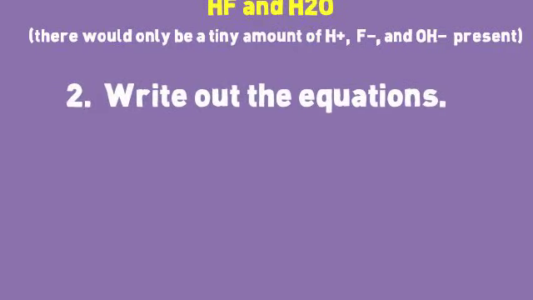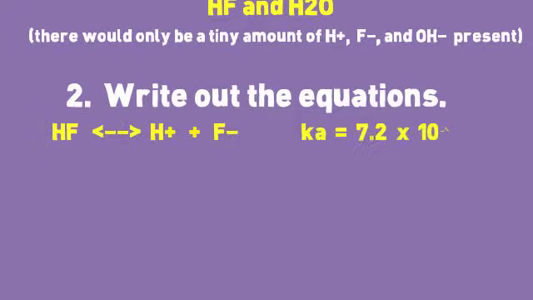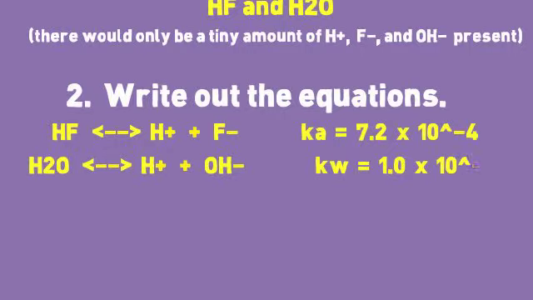Now, write out the equations. You should be able to do that. There's two equations that might be relevant here since this is a weak acid. This is the first one, and there's the dissociation. And the second one is, of course, water. So you would write that out as well since you've declared them to be the major species. And there's the water dissociation.